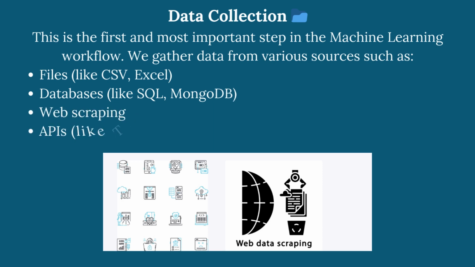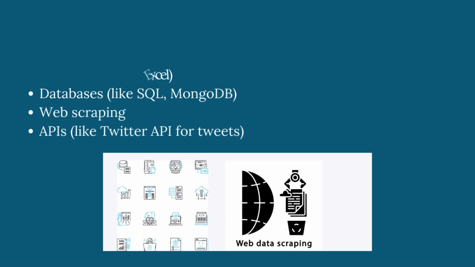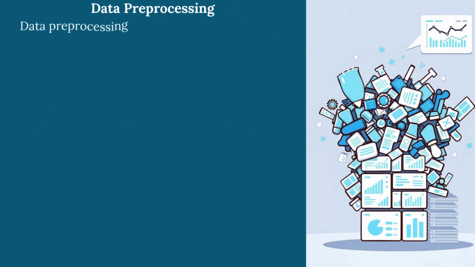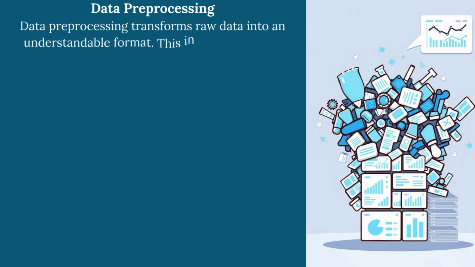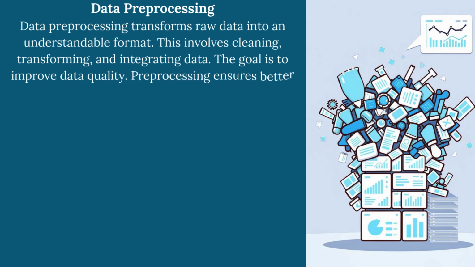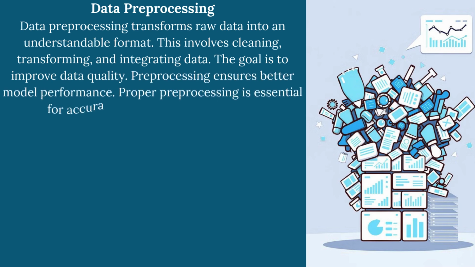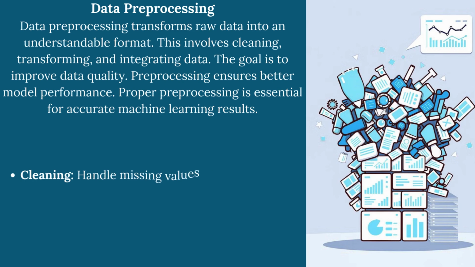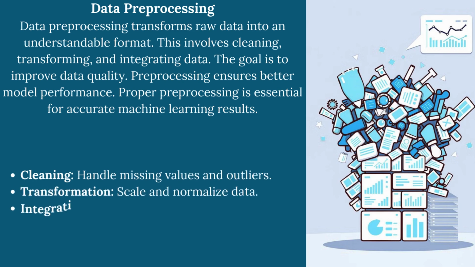The more quality data you have, the better your model will be. Data preprocessing. Raw data is often messy. So, in this step, we clean, transform, and prepare the data for analysis. This includes handling missing values, scaling, encoding, and more. Think of it as cleaning and organizing your room before you can start working.